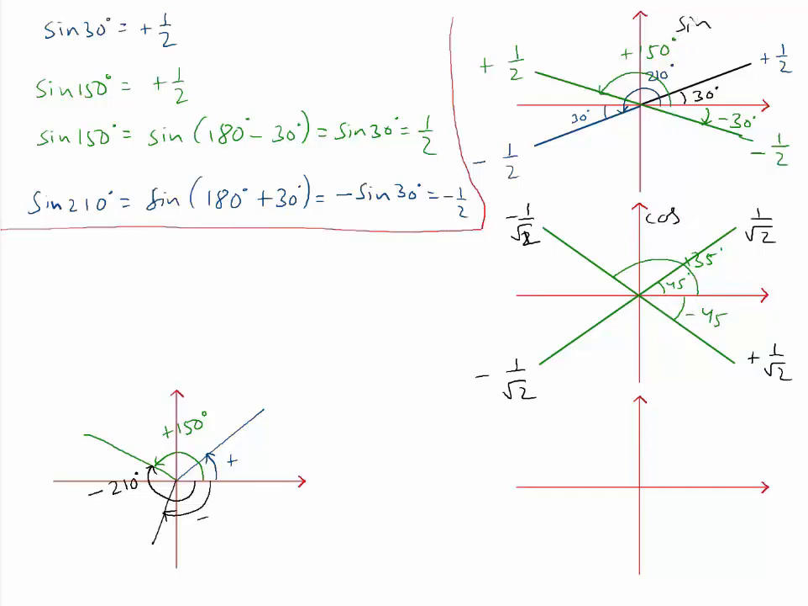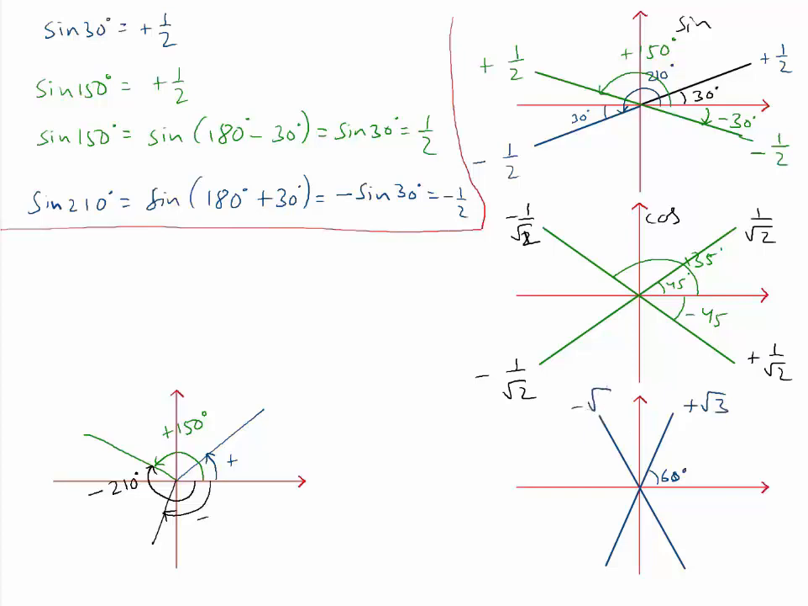Now let's see the last one, for the tan graph. Let's say the angle we are talking about is 60 degrees. So this angle is 60 degrees, and let's draw all the lines. Now tan 60 we know is root 3, so this is plus root 3.